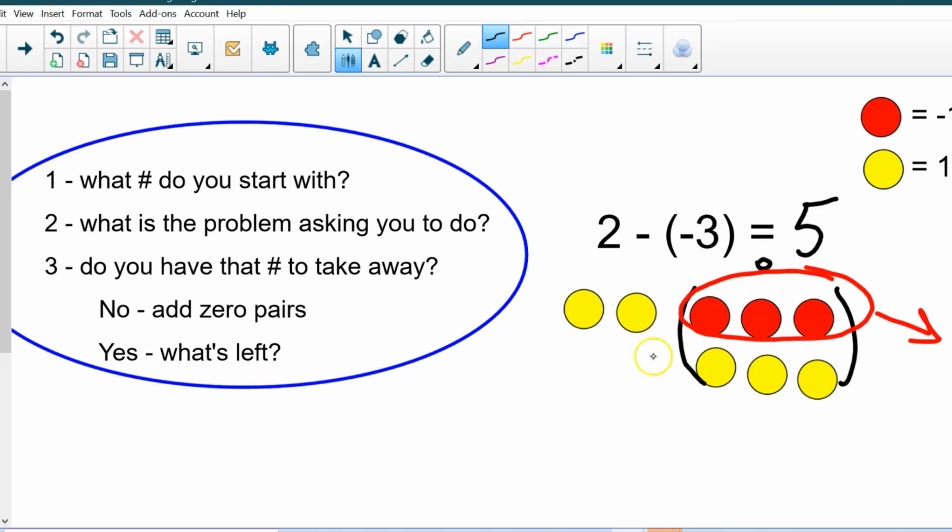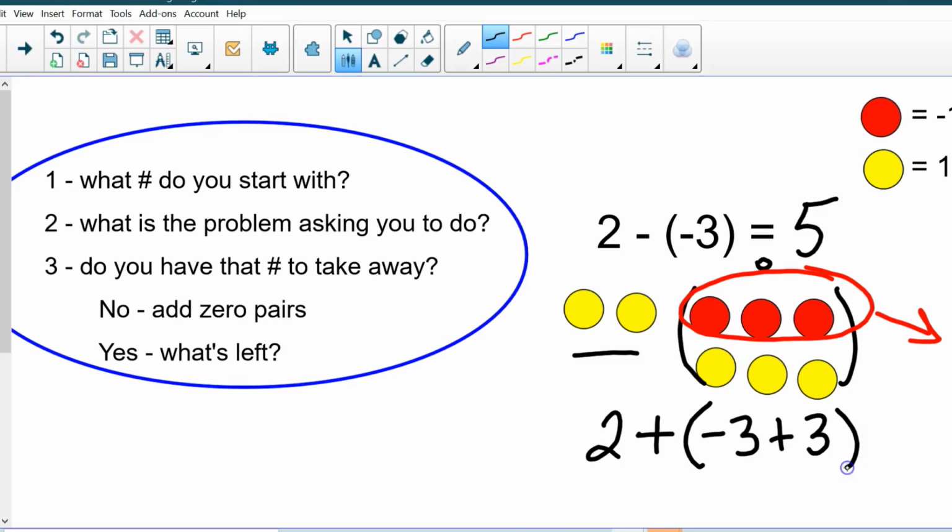So let me write down in numbers what we just did with the counters. Stay with me. So we're going to start, what did we start with? We started with 2 positives, right? Right here. And I didn't have the 3 negatives to take away, so I added a 0 pair, the -3 and the +3. See, that's what I put in parentheses right here. That's my 0 pair. Then I could take away the -3. So I'm just going to cross off the -3 because it said take that away.